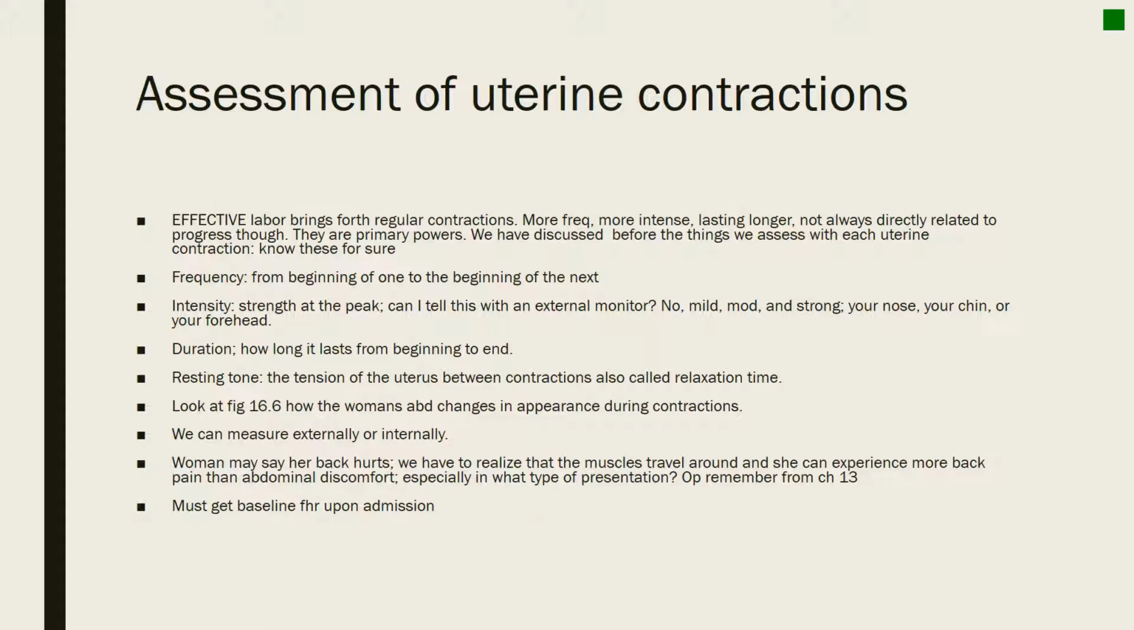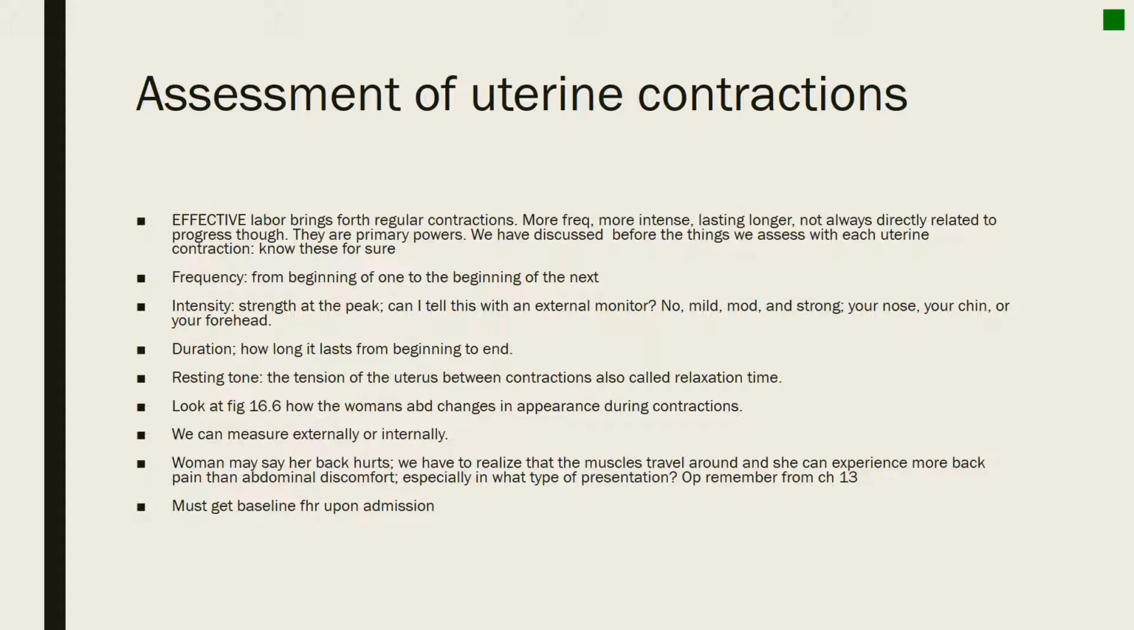What I need you to know is when we do assess contractions during labor and delivery, we have to assess frequency, from the beginning of one to the beginning of the next. Intensity, which is the strength. If it's an external monitor, all I can tell you is that it's mild, moderate, or strong. The duration is how long it lasts from beginning to end. The resting tone, the tension of the uterus between contractions, we call the relaxation time. Figure 16.6 shows how the abdomen changes in appearance during contractions, and we can measure these externally or internally.